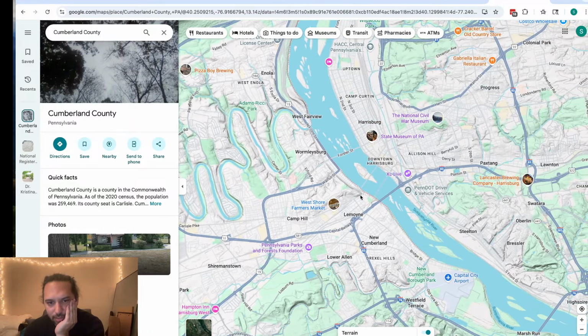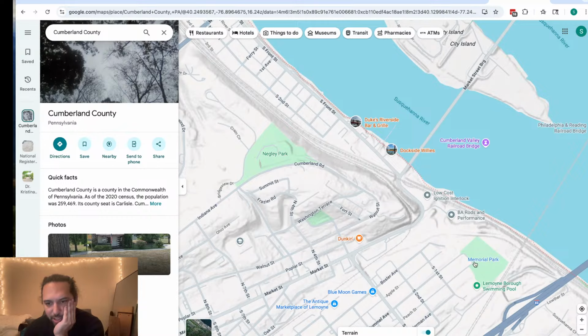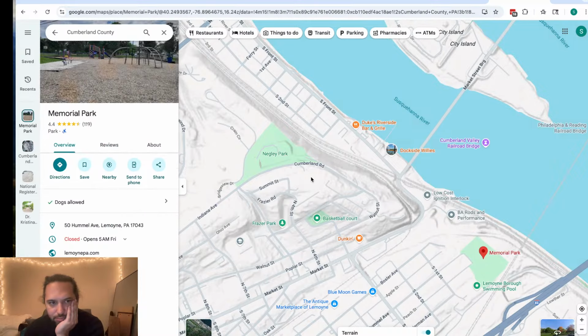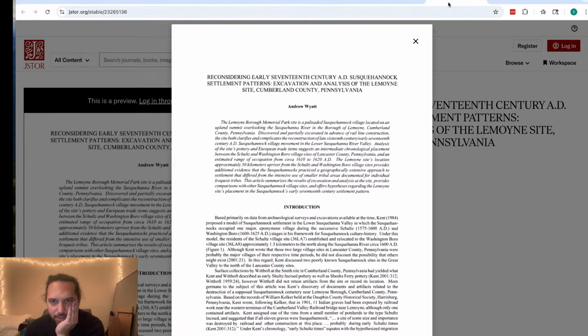So I guess maybe this. No, it said Memorial Park. Is that what it means? Lemoyne Borough Memorial Park. Okay.